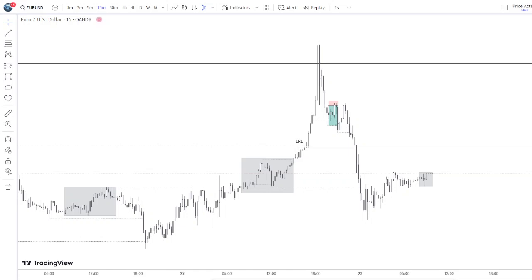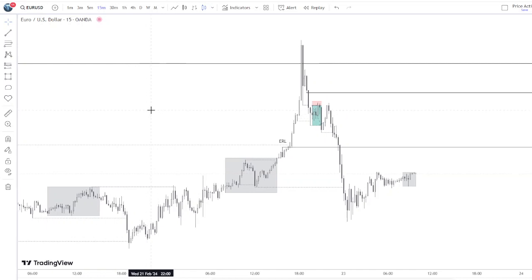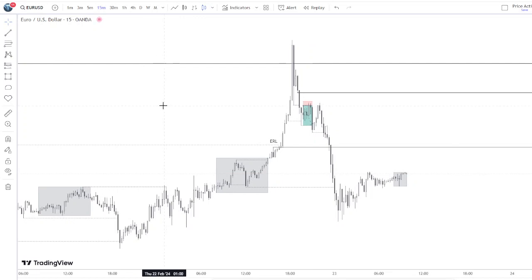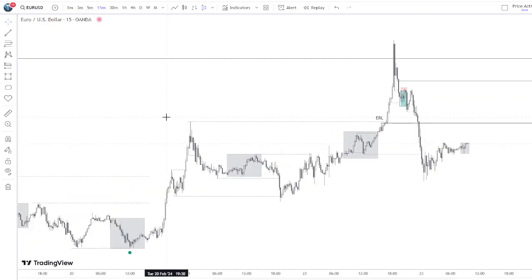Hello guys. I'm going to break down the trades I took yesterday and how you would have taken them. So I'll just do a quick video so we don't waste time. So this was my M15.